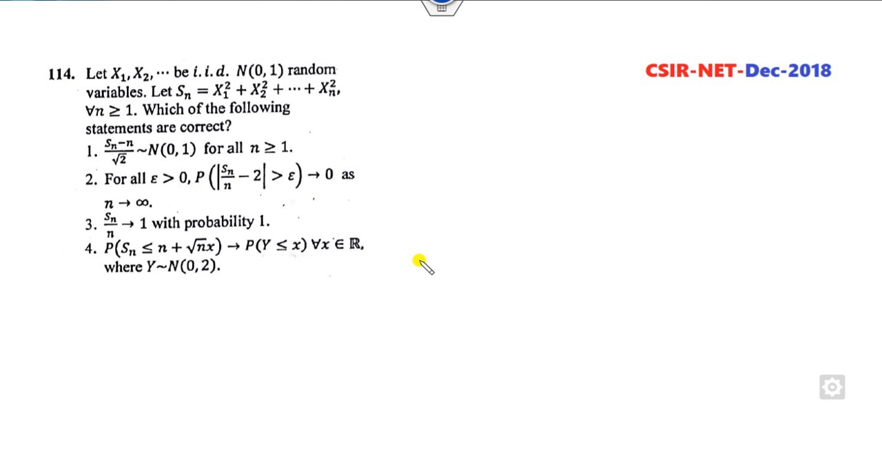Okay, look at this question number 114. So again, the X's are given to you as normal distribution. Then your target is to find the chi-square. So we all know whenever X follows the normal distribution, the square of this X follows the chi-square distribution.